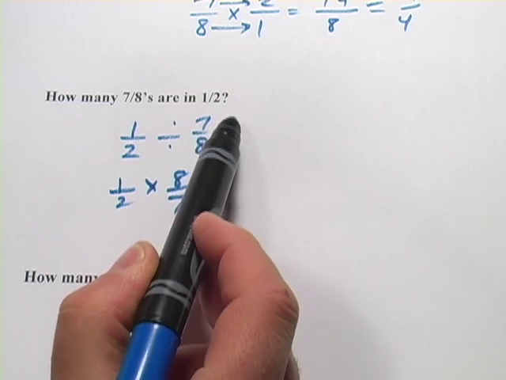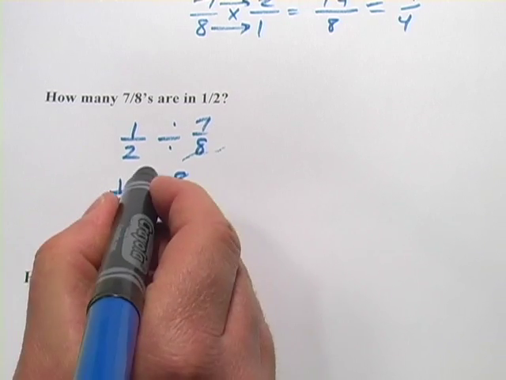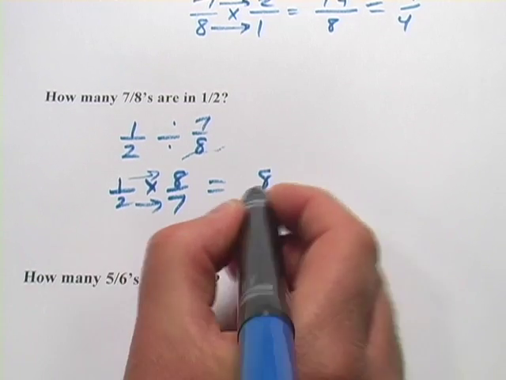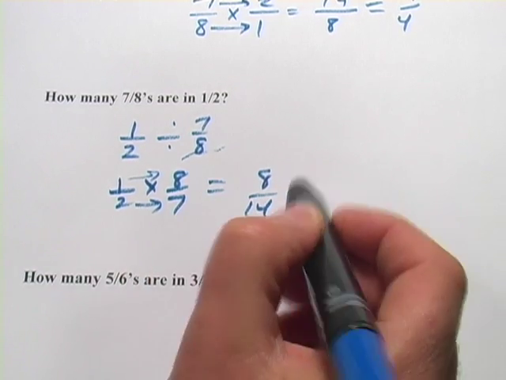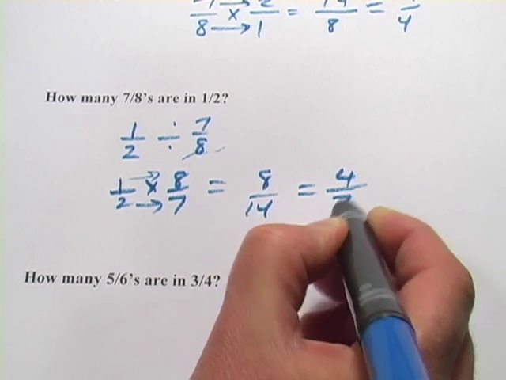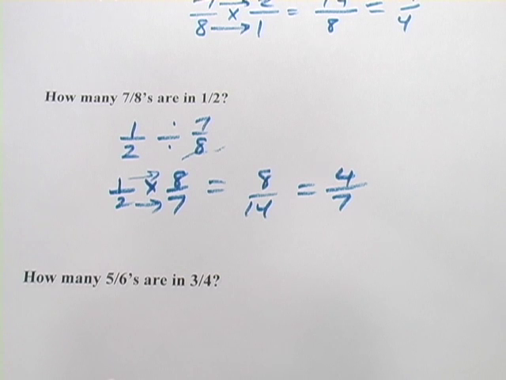We flip that second fraction. And then we multiply across the top and across the bottom. And we get 8 on the top, and 2 times 7 is 14 on the bottom. And again, we can simplify that, divide each top and the bottom by 2, we get 4/7.